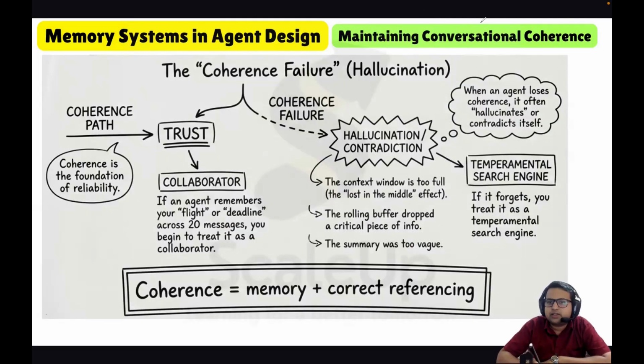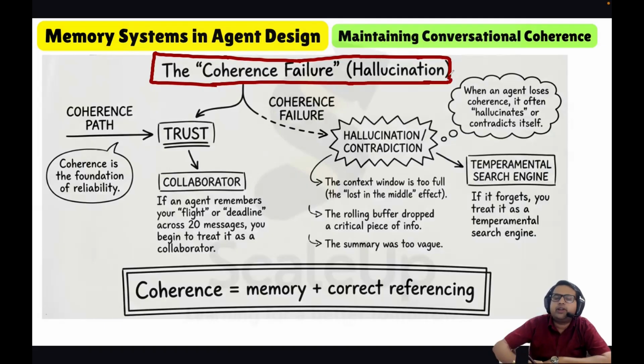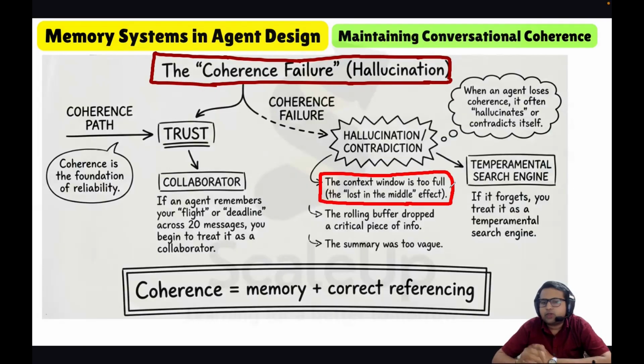So now let us discuss coherence failure. Whenever there is a coherence failure, it leads to hallucination, because coherence failure creates unnecessary confusion. When an agent loses coherence, it often hallucinates or contradicts itself. This usually happens when the context window is too full. When the context window is too full, old data gets wiped off. Because of that, the agent starts forgetting the old information, and it can lead to coherence failure. The rolling buffer dropped a critical piece of info.